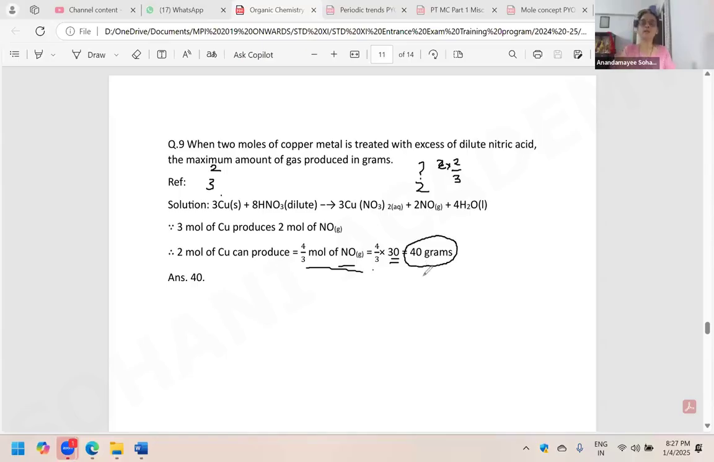So what is the requirement of this reaction? The reaction by heart is the requirement, and then the interpretation of the molar equation: if 3 moles of this give 2 moles of that, then how many moles will 2 moles give, and then converting that mole into mass.